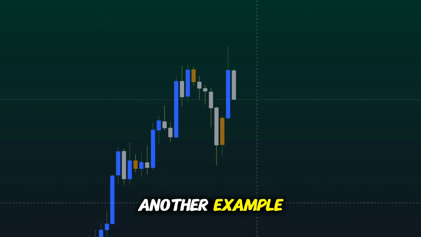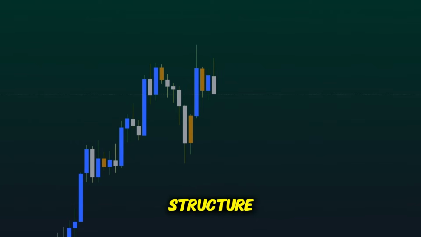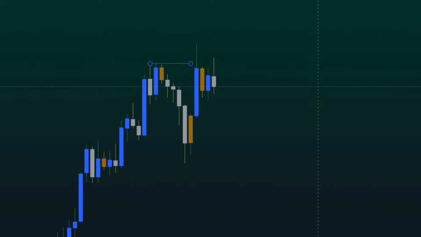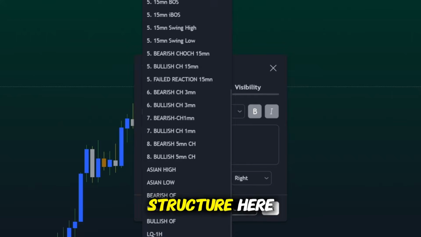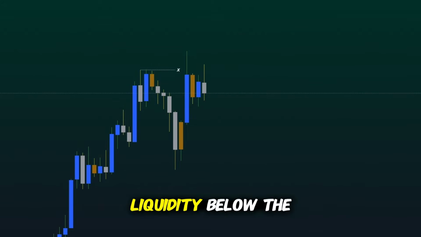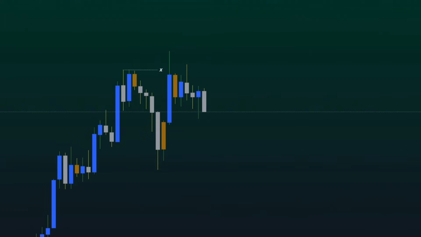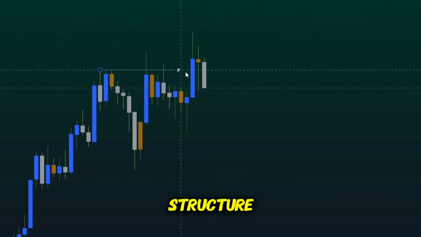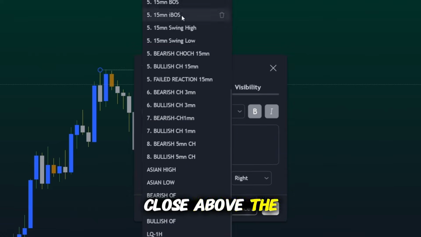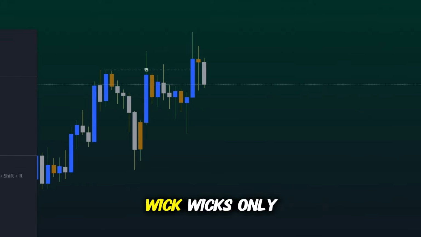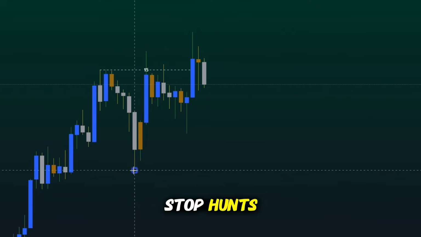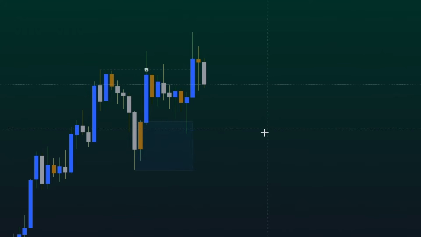Let me show another example. This is not a break of structure, it's just a liquidity sweep. Price did not actually break market structure here. It simply swept liquidity below the previous swing, triggering stop losses and trapping early sellers. To confirm a real break of structure, we need a strong candle body close above the previous swing high, not just a wick. Wicks only show rejection or stop hunts. They do not confirm control.